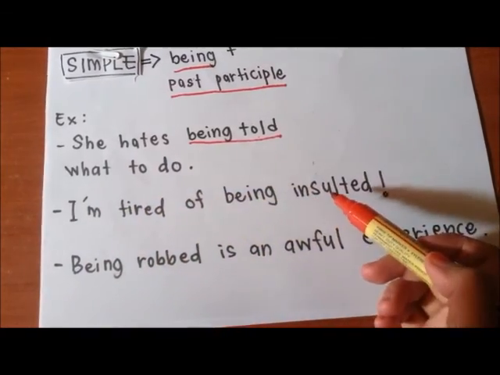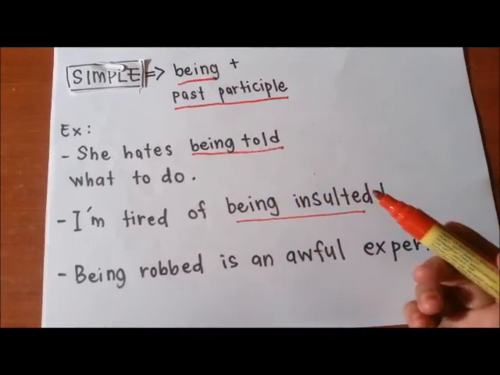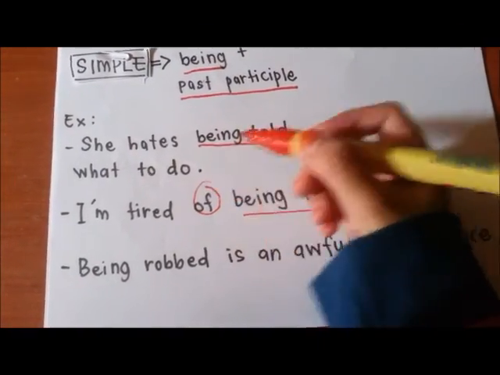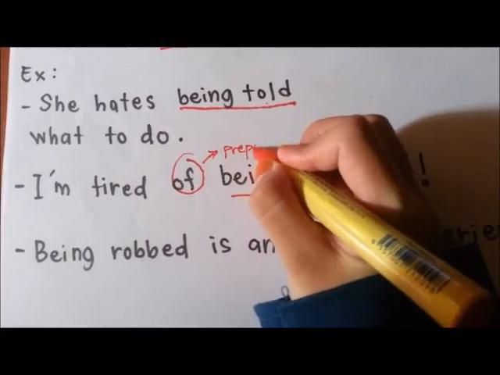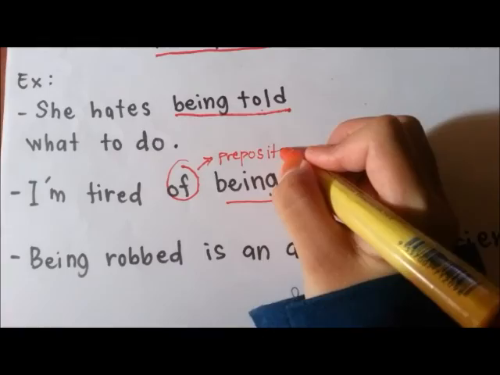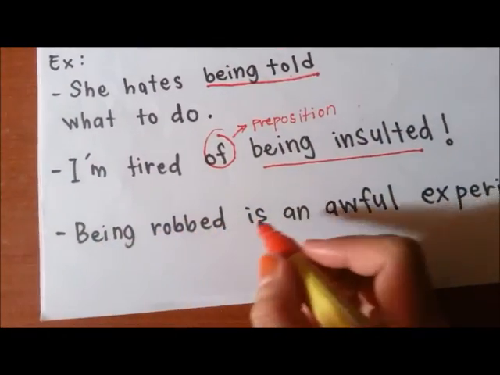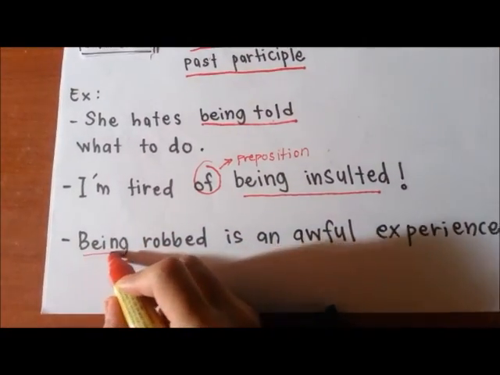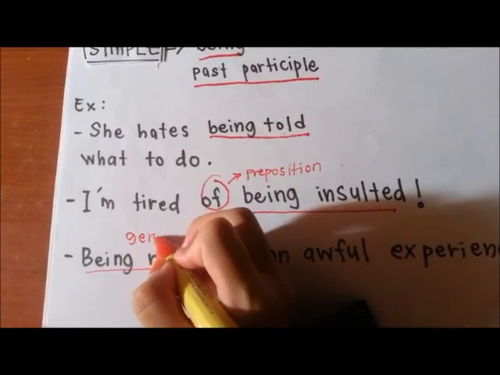I'm tired of being insulted. "Being insulted" is the gerund here. That is "of", which is a preposition. So we use a gerund after a preposition. Being robbed is an awful experience. Here, "being robbed" is the gerund.